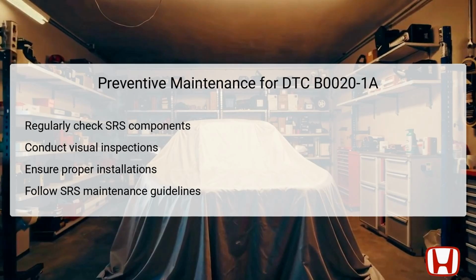Preventive maintenance is important to minimize the risk of future occurrences related to DTC B0020-1A. Regular checks of the SRS components are advised, which includes inspecting the airbag and its wiring for any signs of wear or damage. Conduct routine visual inspections to ensure that connectors are intact and free of corrosion or foreign materials. It's also imperative to confirm that any installations performed after repairs, particularly after a collision, are done by professionals and according to the manufacturer's guidelines.